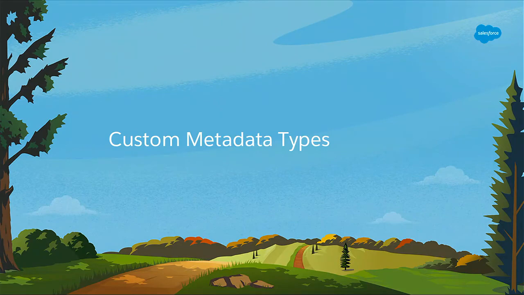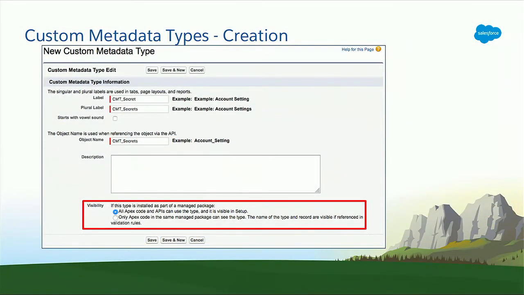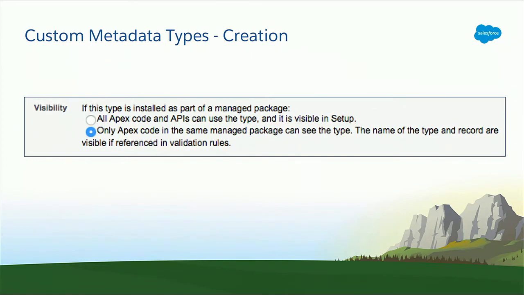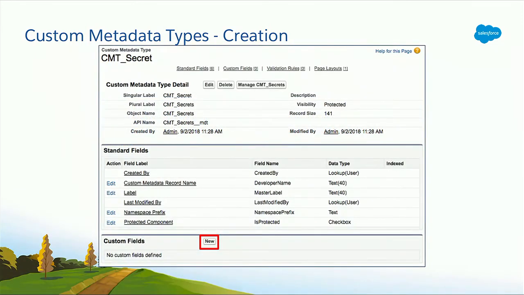All right. So now custom metadata types. These are just a bit different. It's very similar in their creation. Here I've created one called CMT_secrets, and you'll notice the visibility setting wording here is a bit different in the UI, and I think I'm going to zoom in on that just to give you kind of a visual on there. So if this type is installed as part of a managed package, you need to determine what visibility you want. Is it public or protected? Okay, so all Apex code and the APIs can see the type if set up in the top selection, but we want to protect our secrets, so we're picking the bottom configuration now.